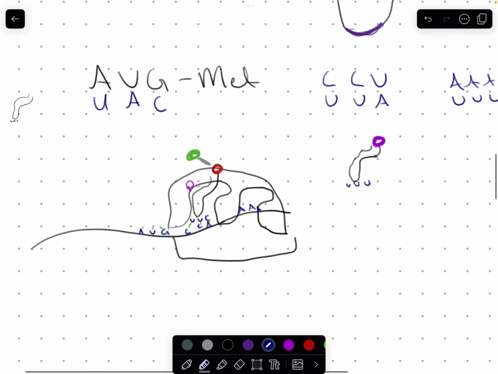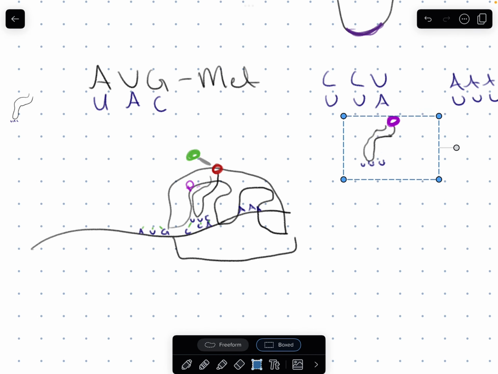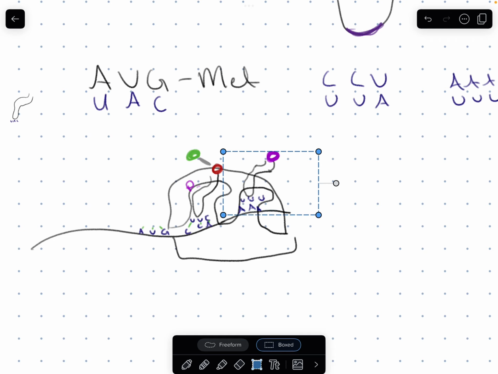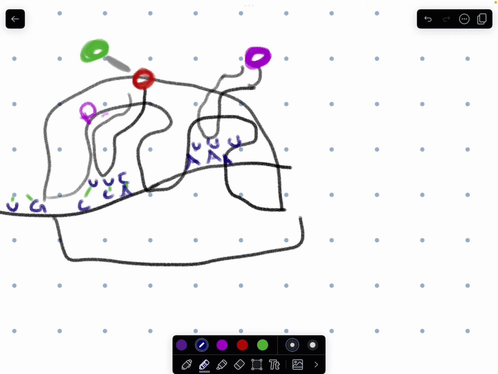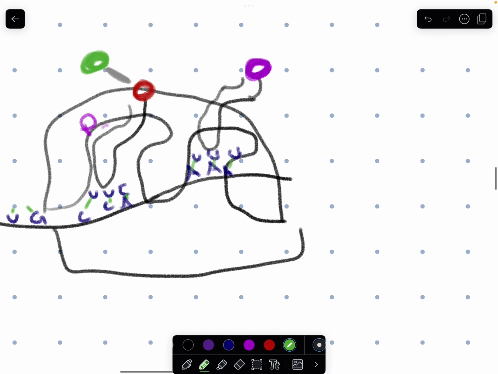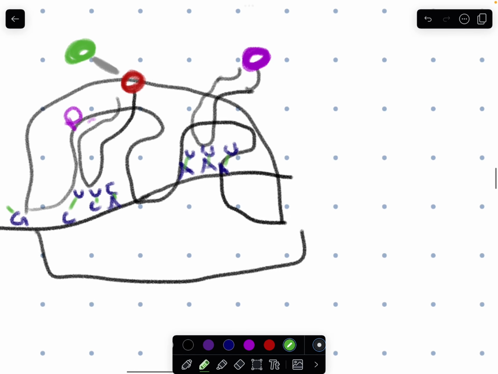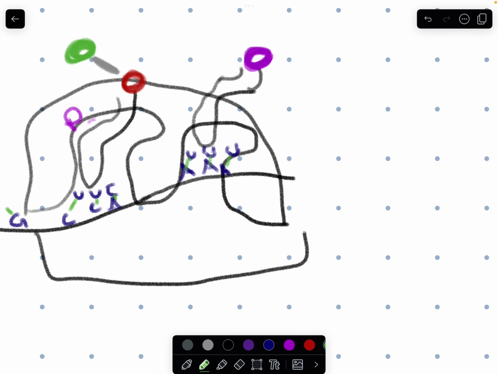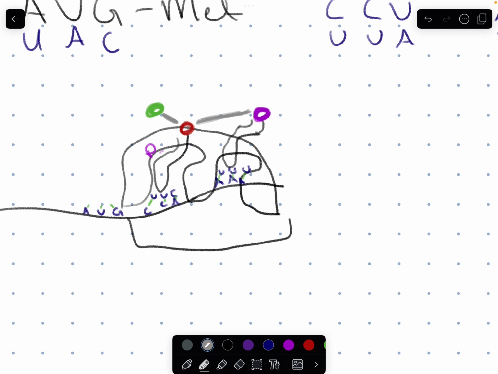So what happens next? The same thing as before. This tRNA is floating around, it goes, and then it forms little hydrogen bonds that match this guy and this guy and this guy to hold it there in the ribosome. And then we form another bond here. A bunch of enzymes do that. And then we're pretty much rinsing and repeating.